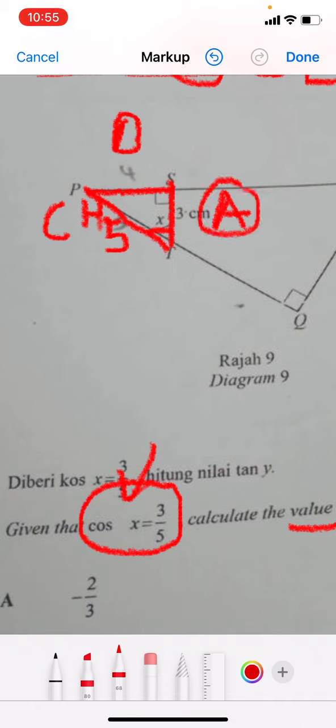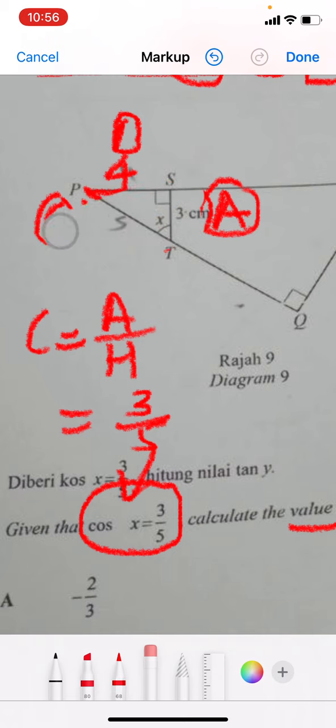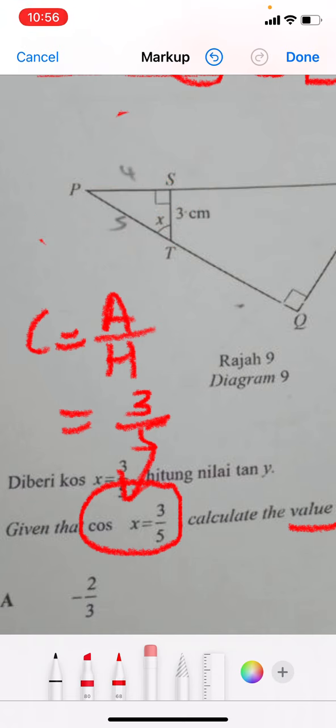So CAH: cosine is A over H. So you are doing the right thing, my dear student. You label here 5, here 4. So obviously cosine x is 3 over 5 as given by the question. From the information here, we can find the hypotenuse length, which is 5, and here is 4, right? Okay, we have solved the small triangle.